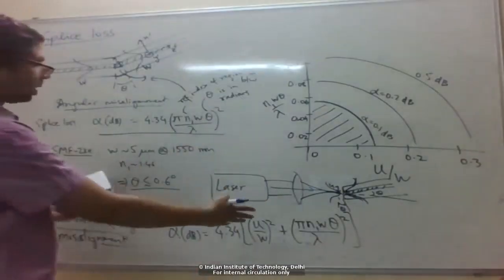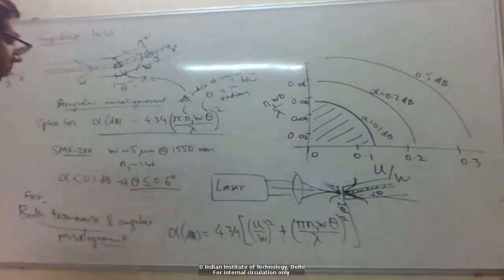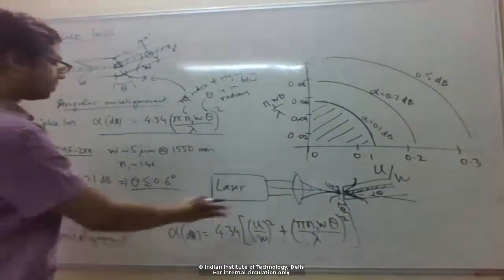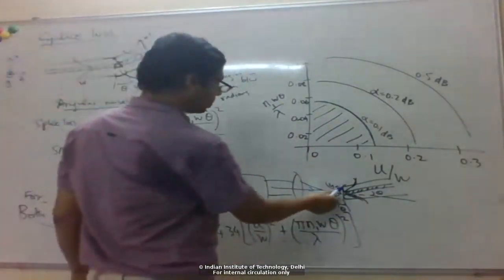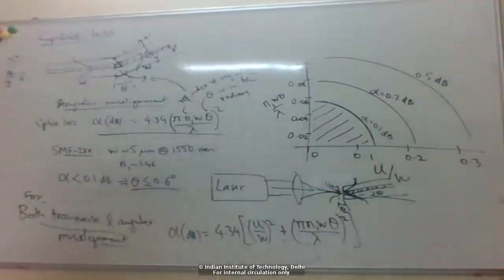Okay, so by using the same formula, because again it's an overlap of Gaussian functions exactly, the same thing we did, this same splice loss formula can also be used to calculate this coupling loss. That's why this Gaussian approximation is very useful.